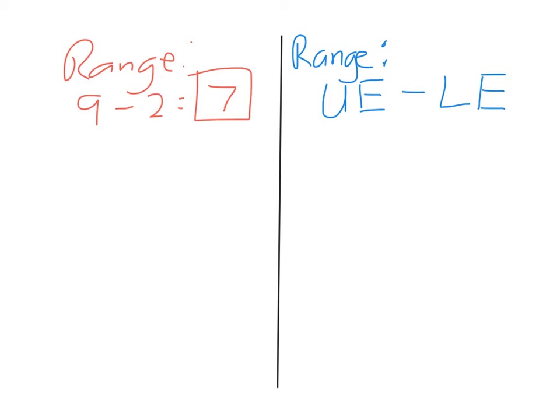Is that a big range or a small range? Well, we don't know that yet because our numbers were so small and we had a few of them. We won't know how this works in until later on. But that is the range of numbers. So the range is the UE minus the LE.